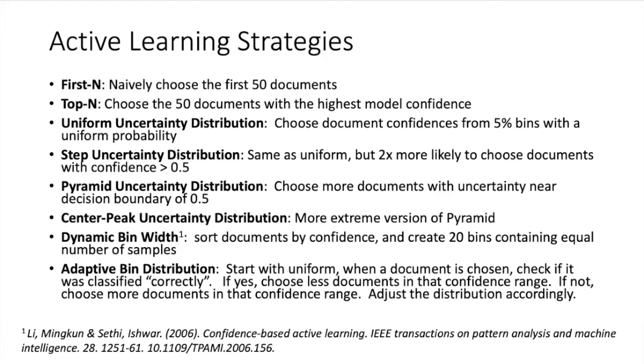And then finally, the last strategy is called adaptive bin distribution. So we're going to start with a uniform distribution of the 5% bins. But when a document's chosen, we're going to evaluate whether the model classified it correctly or not. So if yes, meaning that the confidence was greater than 0.5 and the document was in fact an about document, then we're going to lower the probability from which we choose that bin because our model scored it correctly. If it's incorrect, then we're going to raise the probability that we're going to select that bin because the model got it incorrect, so we need to show more examples like that one.